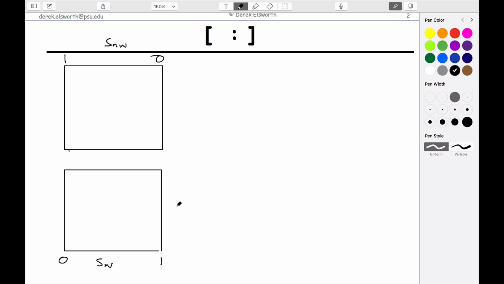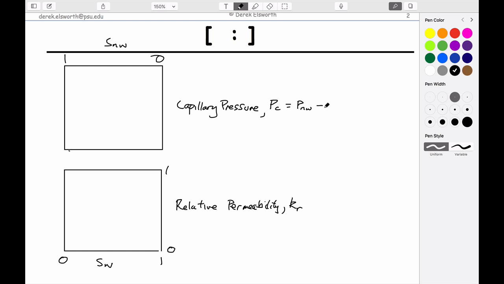The one that we've just drawn is for relative permeabilities, which we called K sub r. We know that it goes between 0 and 1. And the one on the top is going to be capillary pressures, which we called capillary pressure, the difference between the non-wetting and the wetting pressures, two different fluids.